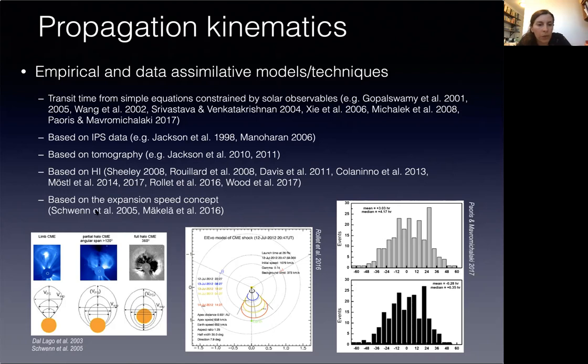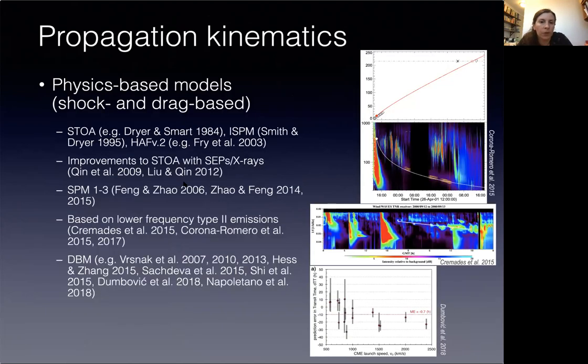And those based on the expansion speed concept, like this one proposed here by Dal Lago et al. and Schwenn et al. As for physics-based models, these include shock and drag-based models. Among the first ones, we can find the very well-known shock time of arrival, the interplanetary shock propagation model, and the Hakamada Akasofu Fry version 2 model.